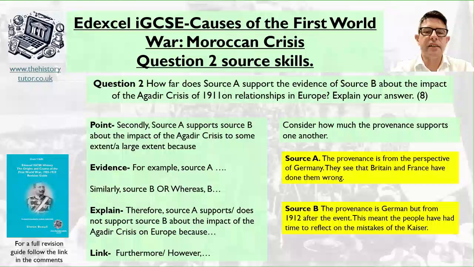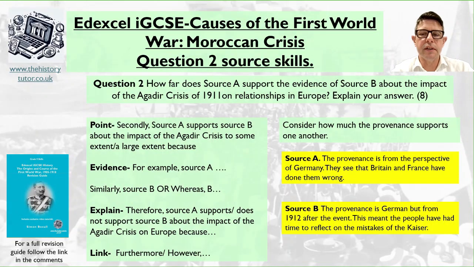So let's consider the provenance now for our second paragraph. So here are the provenance ideas we had, and we can start to see there's some similarities but also some differences. They're from different time periods, slightly different perspectives. Remember that one source is quite positive, the Kaiser saying that Britain and France are the enemies, whereas the second source sort of shows the Kaiser being too aggressive and overreacting.